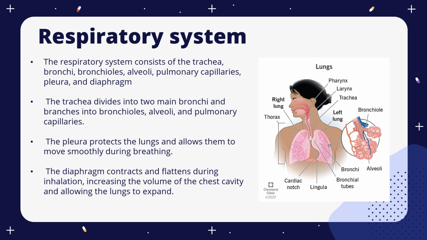Next we have the bronchi. The trachea divides into two main bronchi, one for each lung. The bronchi further divide into smaller bronchioles, which lead to the alveoli. Now the alveoli are a microscopic structure, meaning they can't be seen by the naked eye. The bronchioles end in clusters of tiny air sacs called alveoli. These are the site of gas exchange in the lungs, where oxygen will be taken in and carbon dioxide will be released. Next we have the pleura.